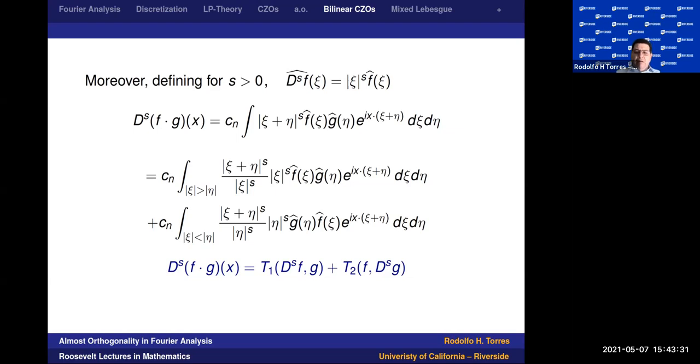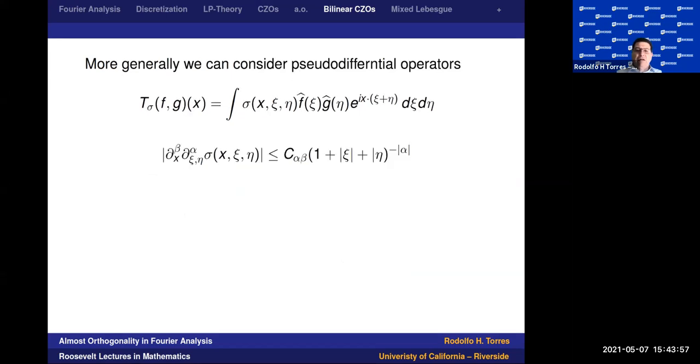Now, you saw the words Leibniz rule in the title of the talk, and this already starts to look like Leibniz rule. If you take one derivative of the product, then we all know you will have the derivative of f times g plus f times the derivative of g. Well, here it is a lot more complicated, but it's kind of the same idea. And what are these T1 and T2? These happen to be some operators that we call bilinear Calderon-Zygmund operators.